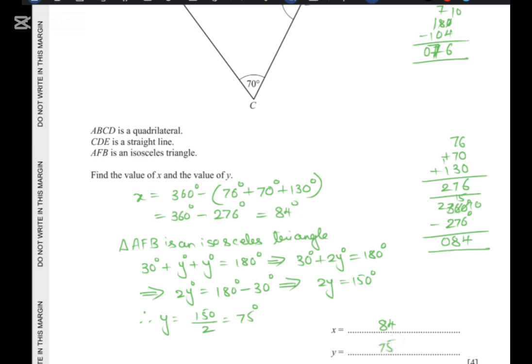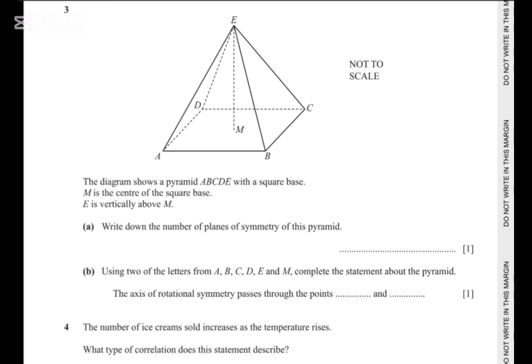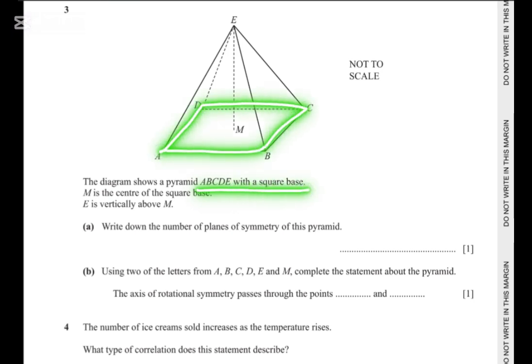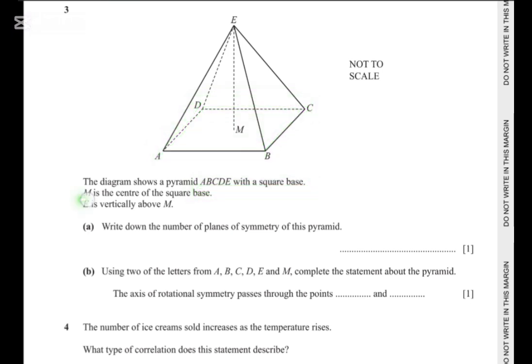Question number 2 is done. Question number 3. The diagram shows a pyramid ABCDE with a square base. M is the center of the square base. E is vertically above M. Exactly above M it is.